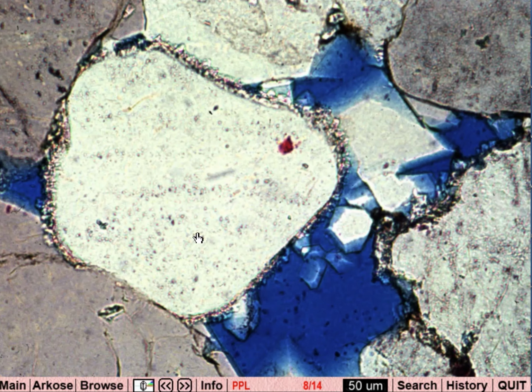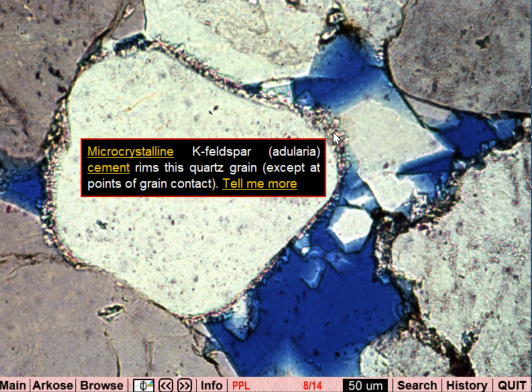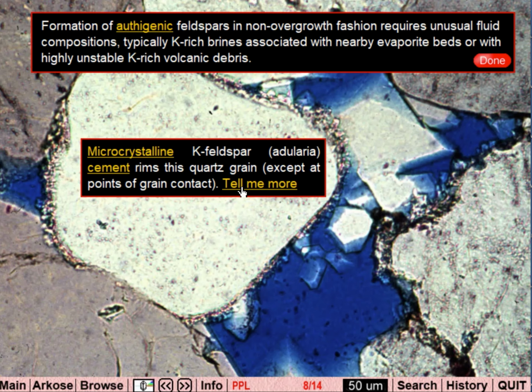I love this picture. This picture reminds me of a kid's drawing of a giant face where the face is kind of a round blob. And then we've got this halo of like scribbled hair or a scribbled beard. And that is this overgrowth of the potassium feldspar. And when it is authigenic potassium feldspar, another name for that is adularia.